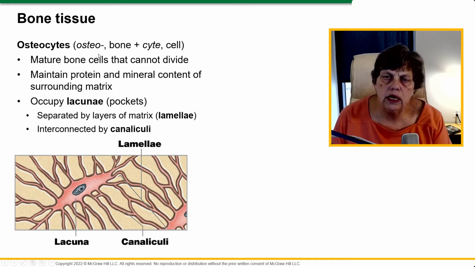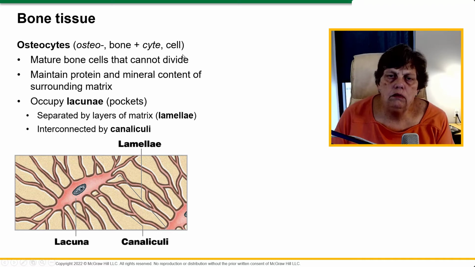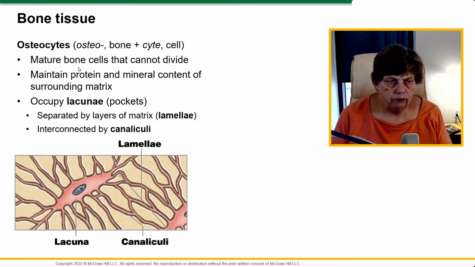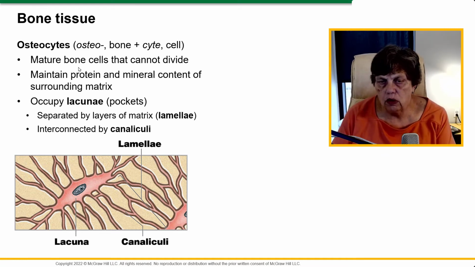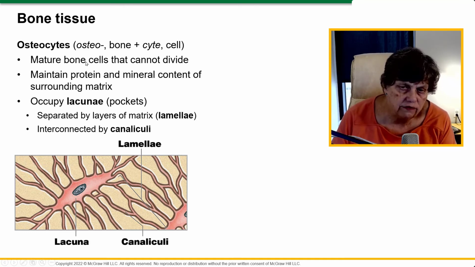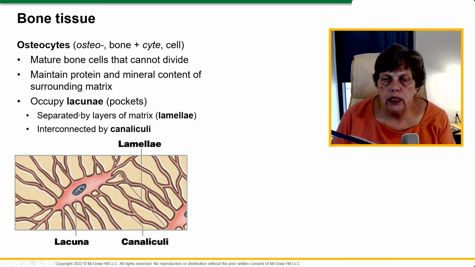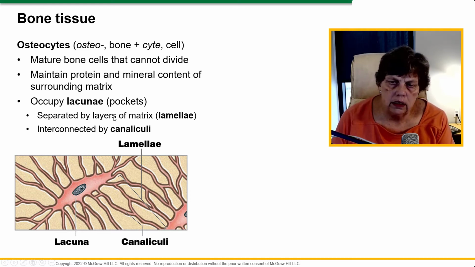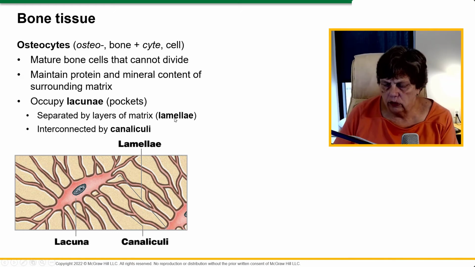So osteocyte, bone cell. These are the mature bone cells that can no longer divide. We'll talk about the earlier cells, which are called osteoblasts. But the osteocyte is a mature bone cell. It has basically formed, it's not going to divide anymore. It occupies that little pocket, the lacuna, and is separated by the layers, the lamellae, and they are interconnected by the canaliculi.